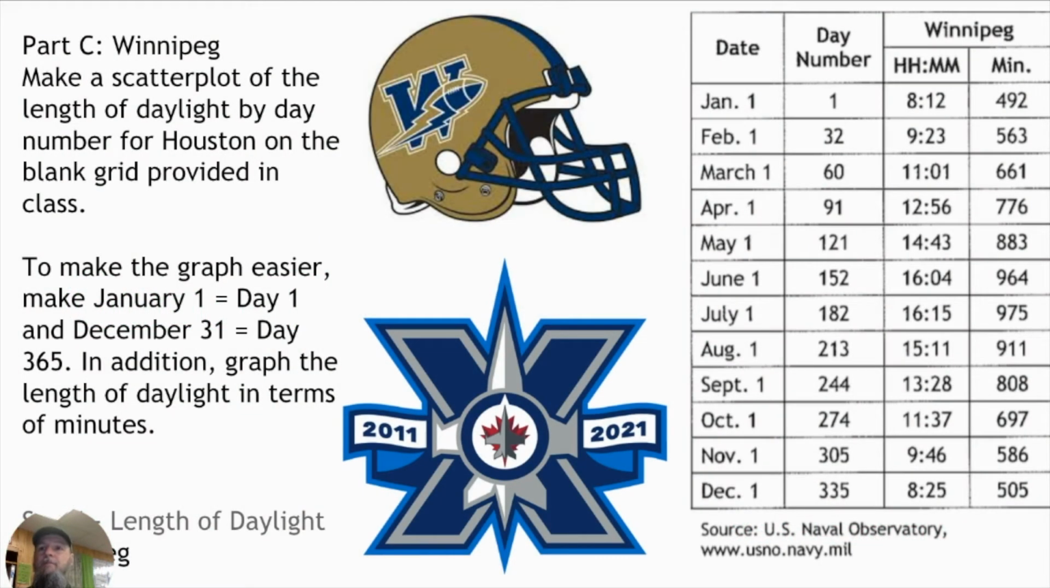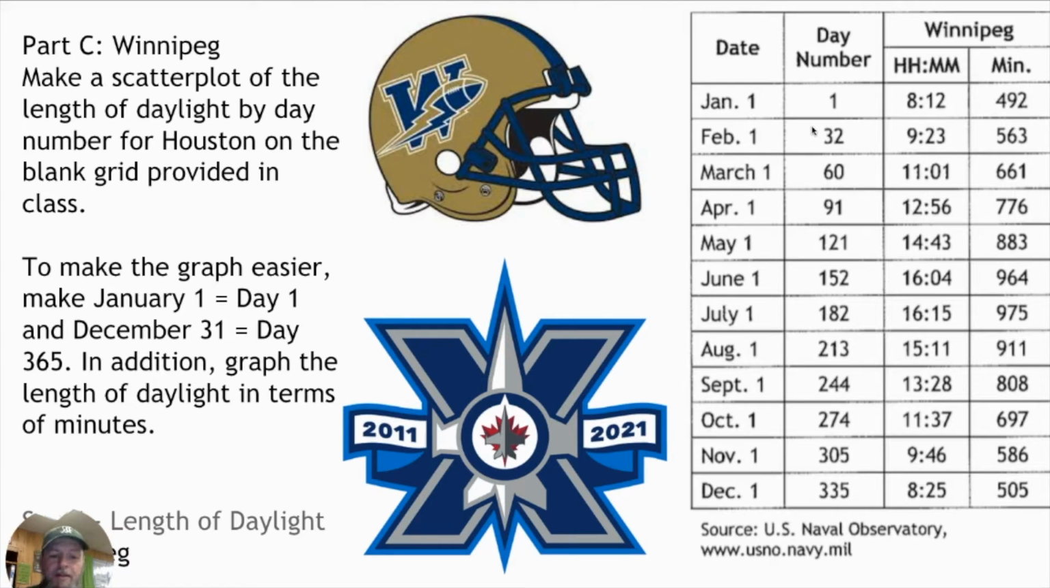So let's get right into it. Part C, Winnipeg. Let's make a scatter plot of length of daylight by number for Houston on the blank grid provided in class. I'm not going to go into this like I did the other ones. I want you to do this in class as part of your project. I need you to do the scatter plot right over the top of where we have the scatter plot for Houston and Philadelphia.